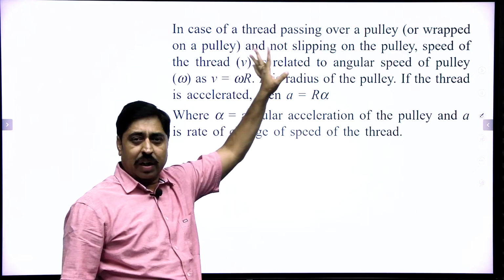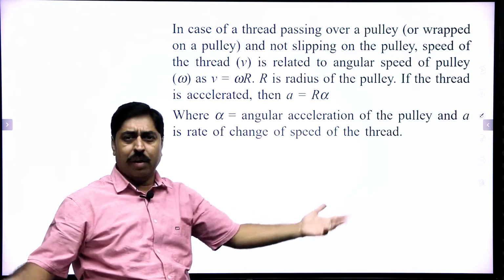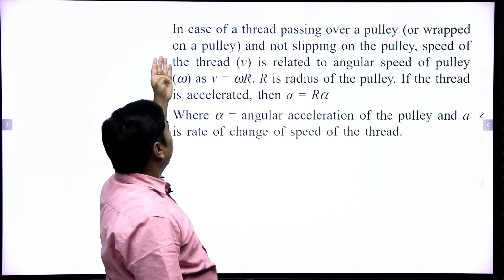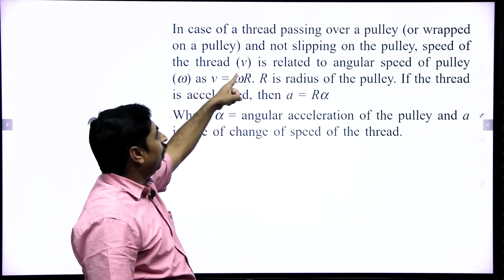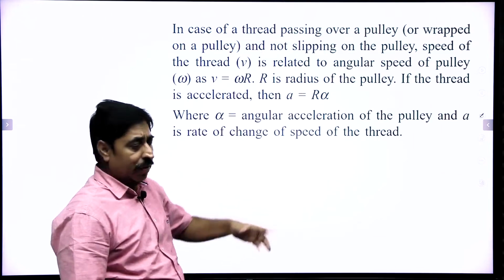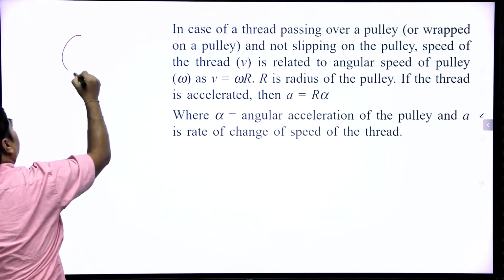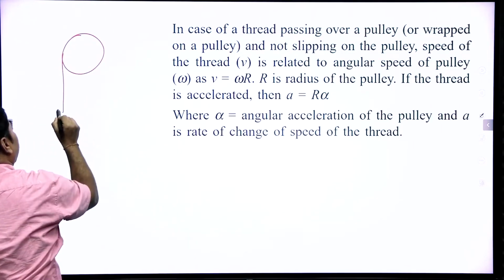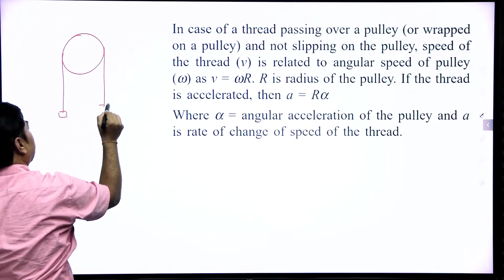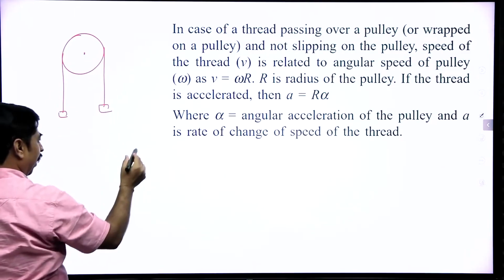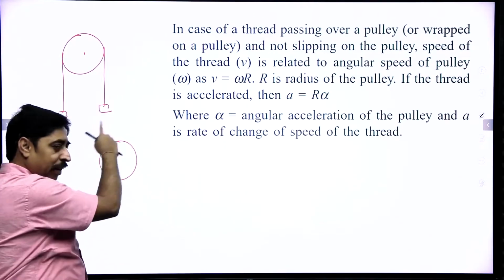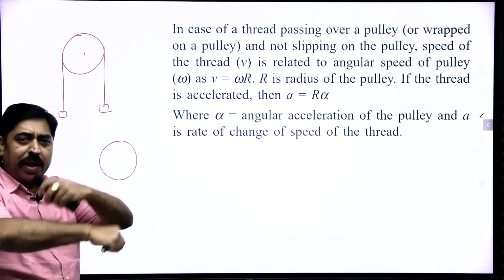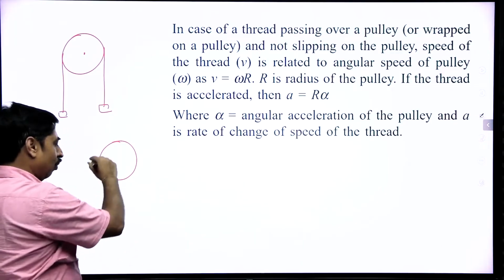Okay, this is another important thing which is often useful. In the case of a thread passing over a pulley or wrapped on a pulley and not slipping on the pulley, there is a thread which is passing over a pulley and the question says that the thread does not slip on the pulley, or there is a situation when you have wrapped a thread many times around this pulley.